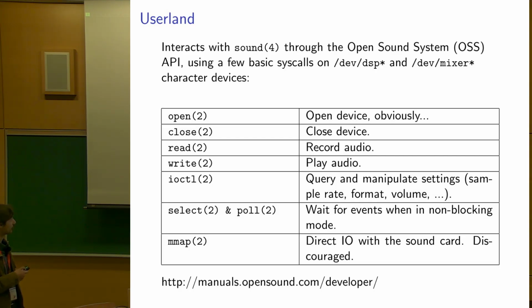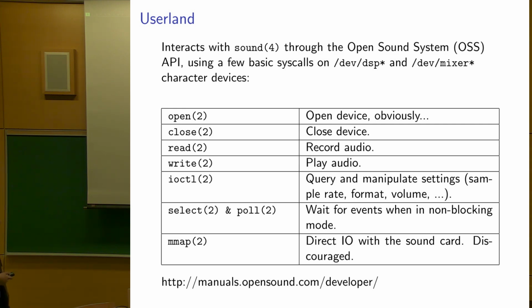So these are all the possible syscalls a user program can use to interact with the sound. You have open and close the device. Read, write for recording and playing audio. I/O control, you can change sample rates, ask the name of the sound card, change format, do volume control, buffer sizes. Then we have select and poll, just in non-blocking mode. When the device is ready to receive or send data, you get an event.